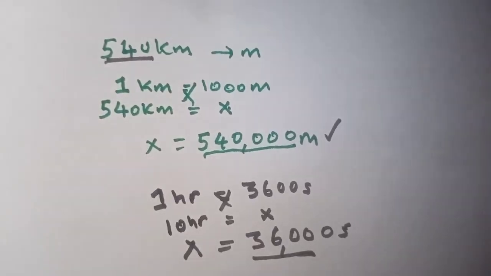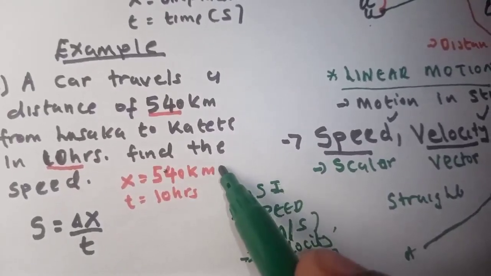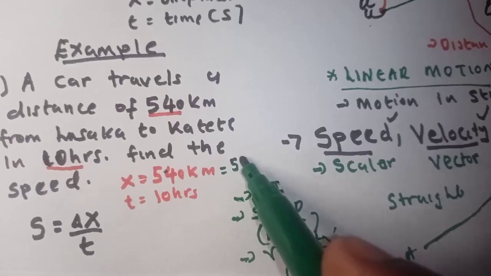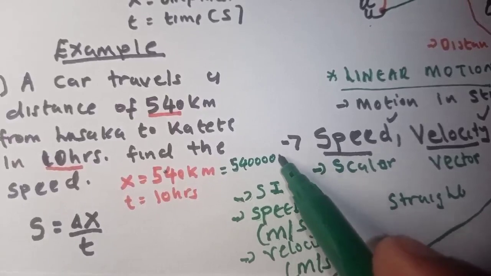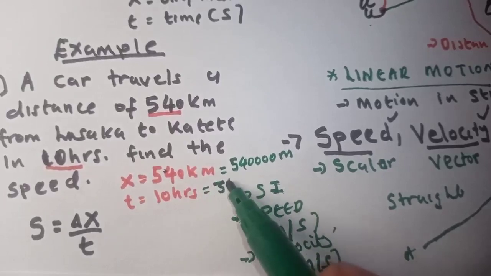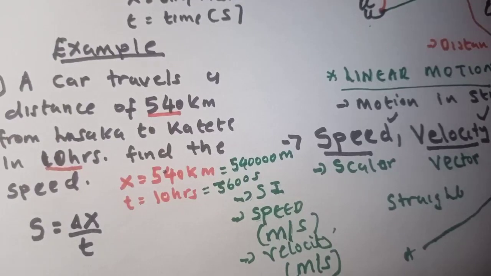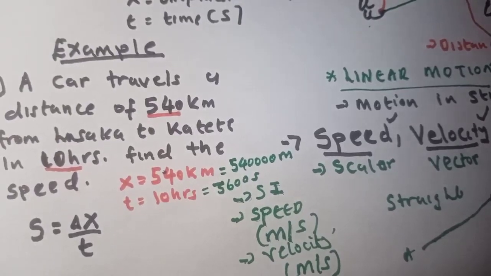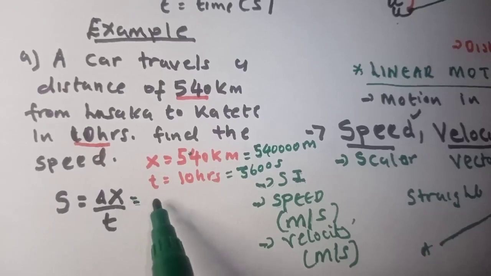We've converted these. So now we know this is the same as 540,000 meters, and 10 hours is the same as 36,000 seconds, because we have to deal in meters and seconds. So now we can answer this question. Our distance, it is what?